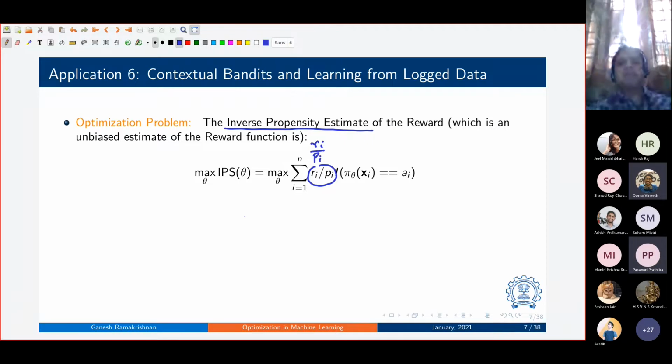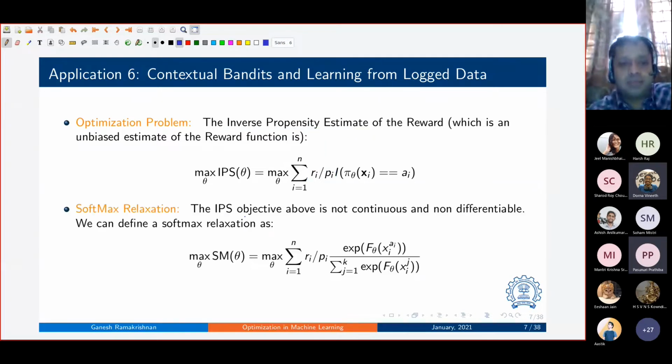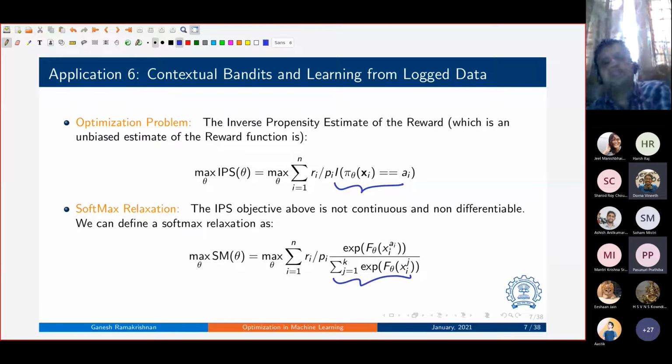However, this is a discrete optimization problem in the sense that you'll have a very large search space. So you can do a softmax relaxation instead of having this discontinuous function. You'll have a continuous function. What is this? It is simply a softmax relaxation. So instead of looking at this indicator, I am looking at a softmax on the link function f theta. Okay, so the form of f theta itself could be a deep neural network.